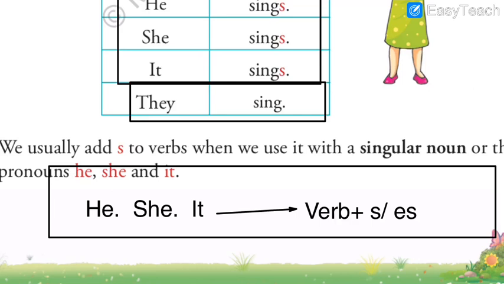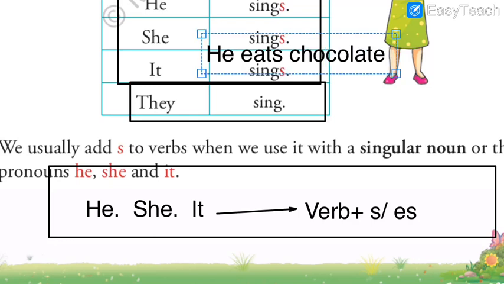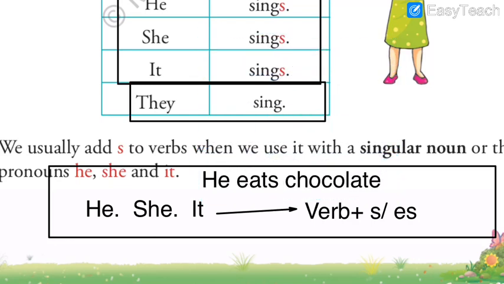For example, if you say that he eat chocolate, no, that is incorrect. You should say he eats chocolate. So here, my students, if you can observe this rule, eat was the verb and we added S at the end because here the sentence started with he. Clear enough? So if the sentence starts with either he or she or it, we have to add S or ES with the verb in that sentence.